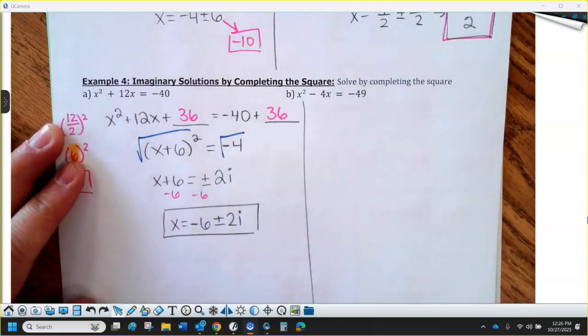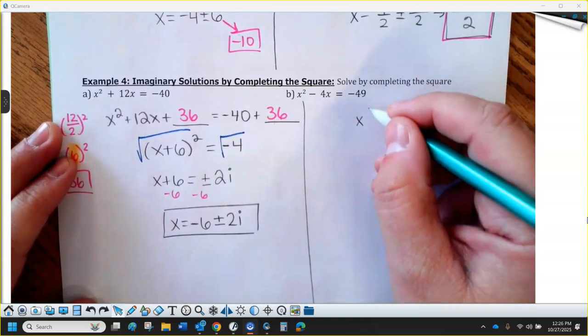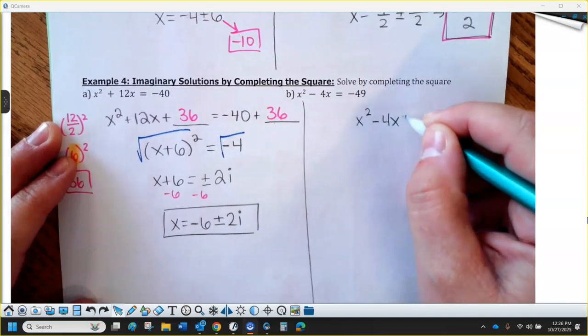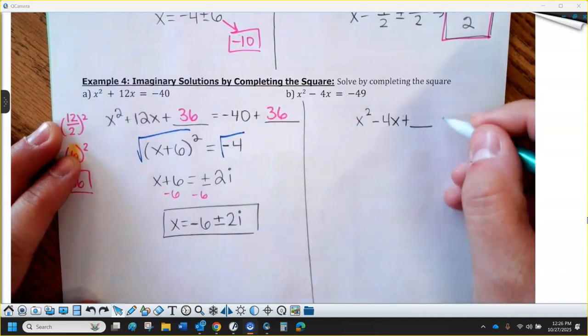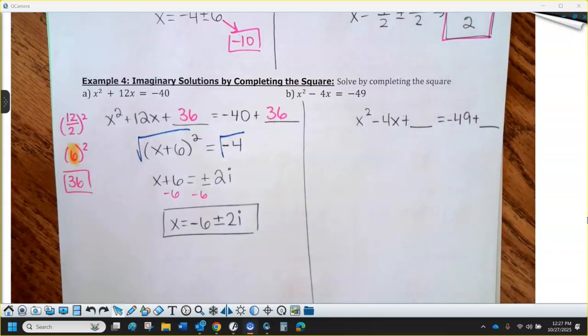Okay, now the very last problem is probably the one with the most work, and it's because we're going to have to break down a square root in a second here. But I've got x squared minus 4x plus, I'm going to leave a space to complete the square. The other side has your plain number, and then I'm going to also put plus that little space to complete the square. So when we find this number, we're going to add it to both sides to keep our equation balanced.